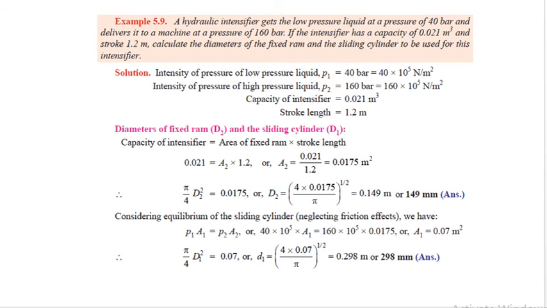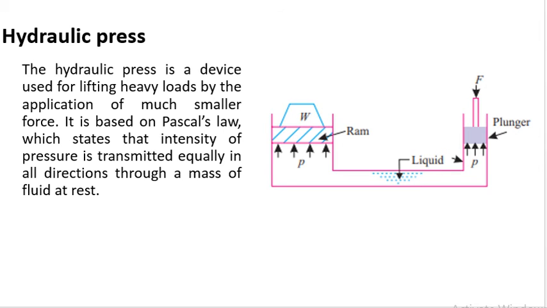Now we will discuss hydraulic press. This device we had discussed in our laboratory also. This device is used for lifting heavy loads by the application of much smaller force. This device is based on Pascal's law, which states that intensity of pressure is transmitted equally in all directions through a mass of fluid at rest. This is the line diagram of hydraulic press, which consists of a ram and a plunger, which are operating in two cylinders of different diameter.